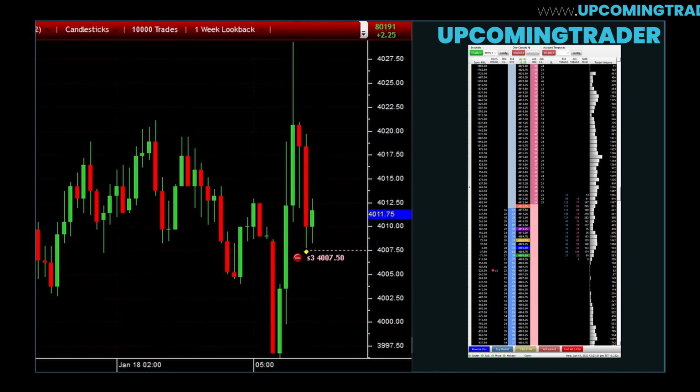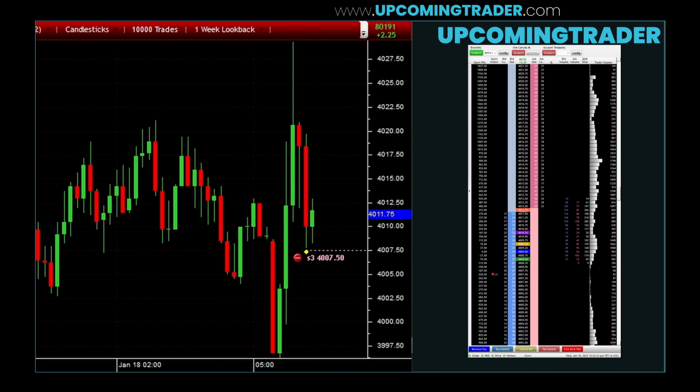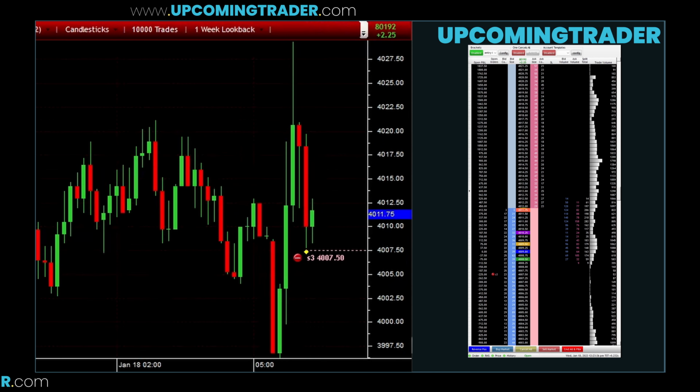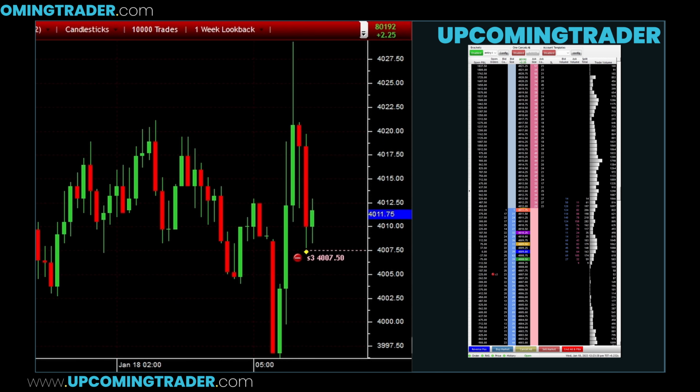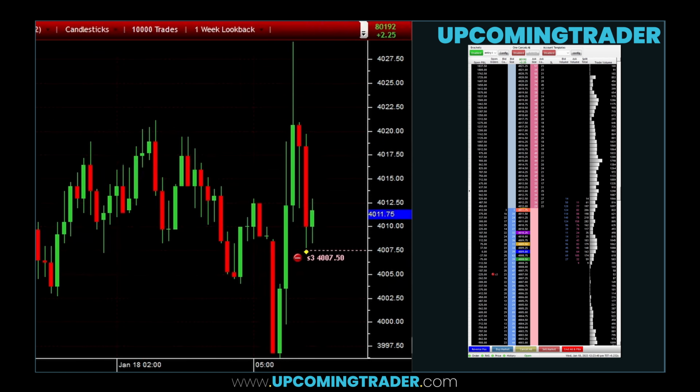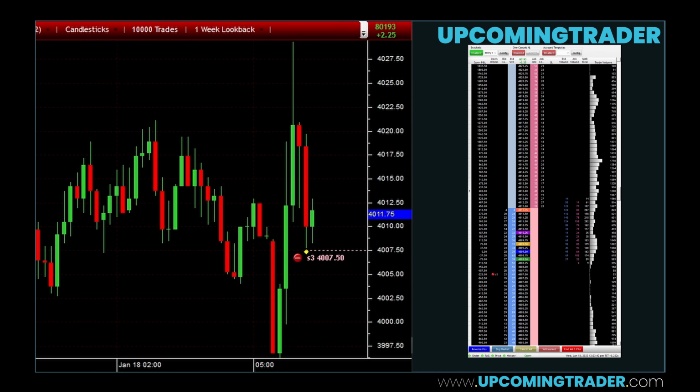In descending triangles, volume should ideally increase as the price nears the support level, suggesting that sellers are gaining strength and are likely to push the price lower. In symmetrical triangles, volume usually decreases as the pattern forms, indicating a period of indecision, but a spike in volume during the breakout confirms the direction of the move, providing the necessary conviction for traders to act.